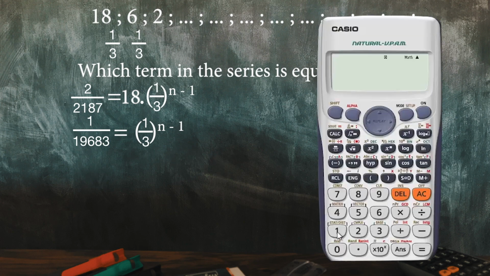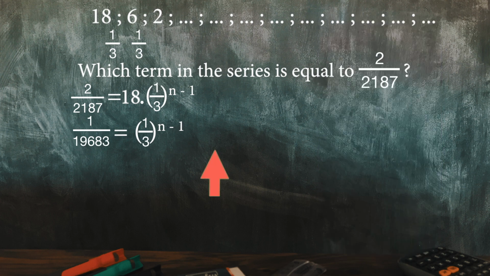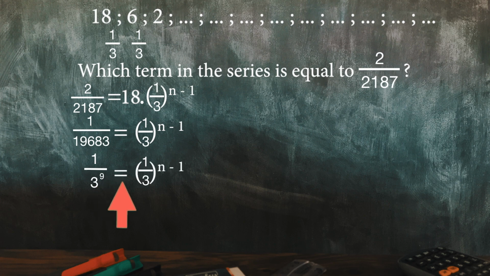Let's see how we will do that. All we do is type in 19683, press equal, shift and fact, and there's the answer, 3 to the power of 9. So now we know that 19683 is 3 to the power of 9. So we write it as 1 over 3 to the power of 9, and that is equal to a third to the power of n minus 1. Another way that we can write 1 over 3 to the power of 9 is by simply writing the third in brackets and then having this 9 on the outside.